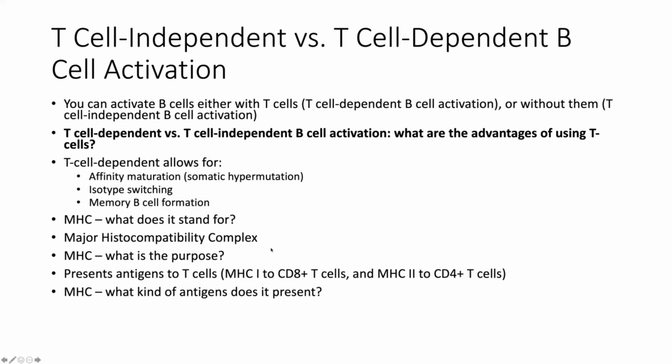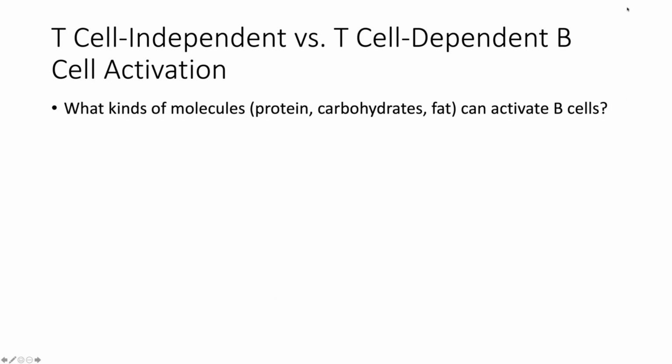So Paula, what kind of antigens, what molecule type does MHC present? Cytotoxic T cell and helper T cell. So is it carbohydrate, is it protein, or is it fat, or some combination? Protein. Perfect. Yeah, it's a protein antigen. Good. Exactly. Perfect. But Mary, what kind of molecules, so protein, carbohydrates, or fat, can activate B cells? Right. So T cells are activated by protein, but what kind of molecules can activate B cells?